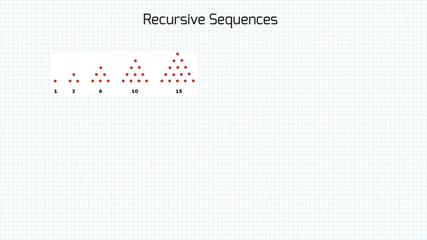In this video, let's talk about recursive sequences. So I'm going to bring back that initial image we had of this sequence, 1, 3, 6, 10, 15. So we have the first 5 terms of this sequence. Could you tell me what the 6th term would be?